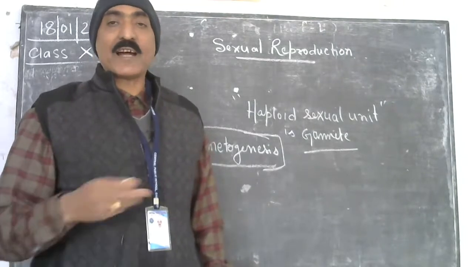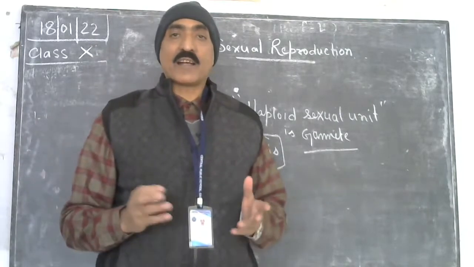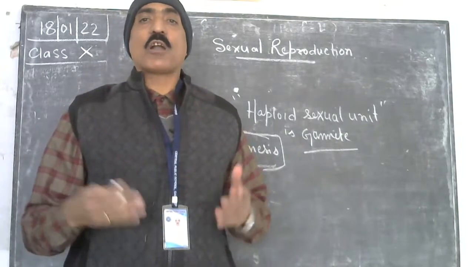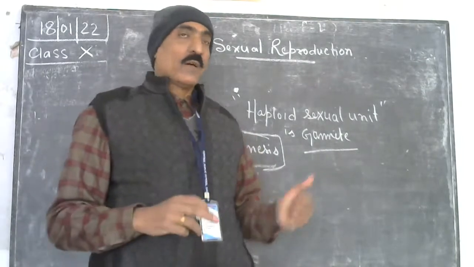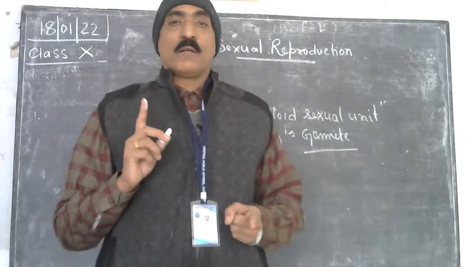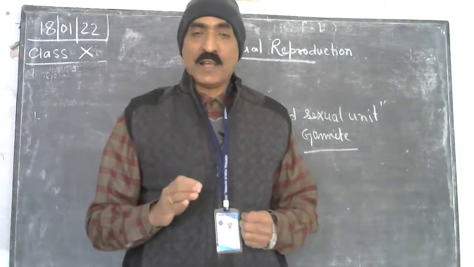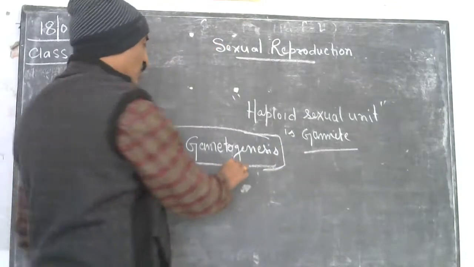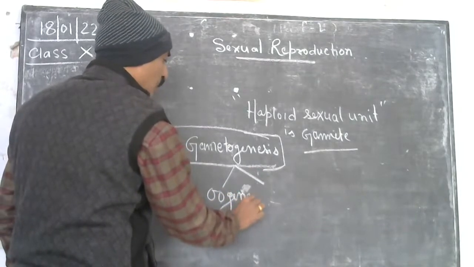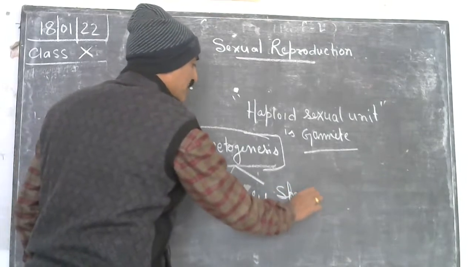Now, where does gametogenesis occur? Gametogenesis occurs in the primary reproductive organ of male or female. Okay? In male, this gametogenesis is called spermatogenesis, while in female, this gametogenesis is called oogenesis. In female, it is called oogenesis, while in male, it is called spermatogenesis.